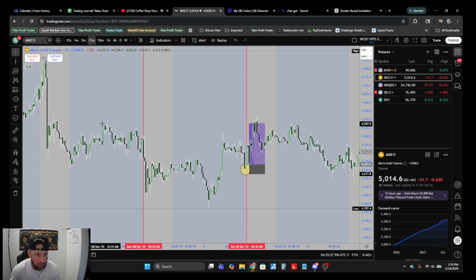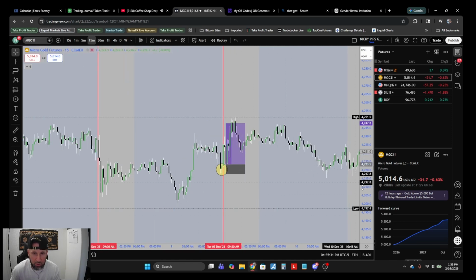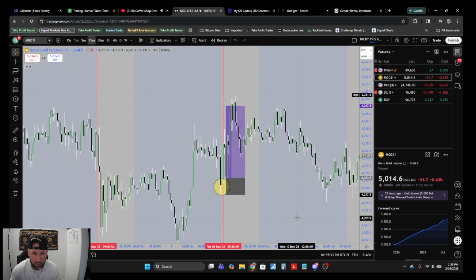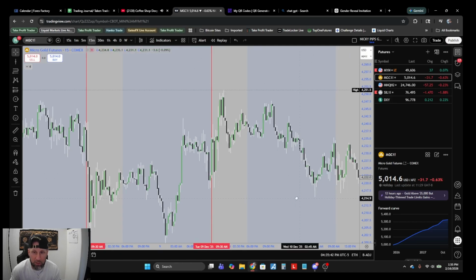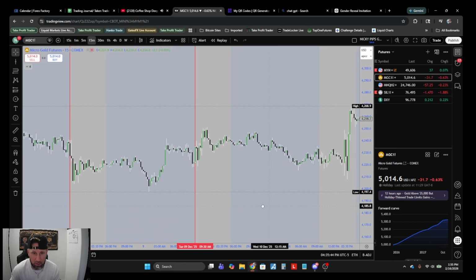So you always want to look at previous supply areas, previous demand areas. Again, this would have been a solid trade right here. That's what I've been personally doing, waiting at least 15-20 minutes after market open, just to see where price officially wants to go.